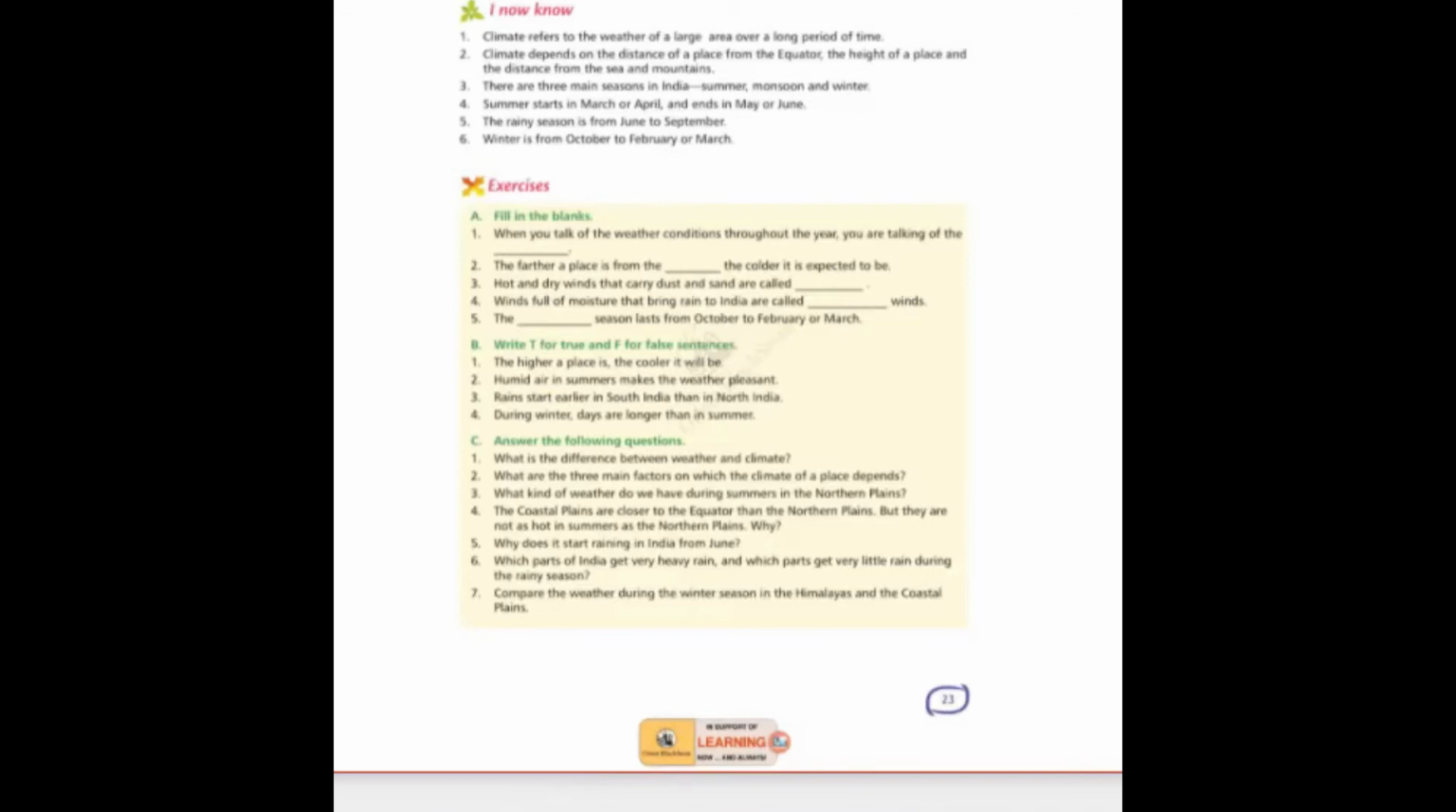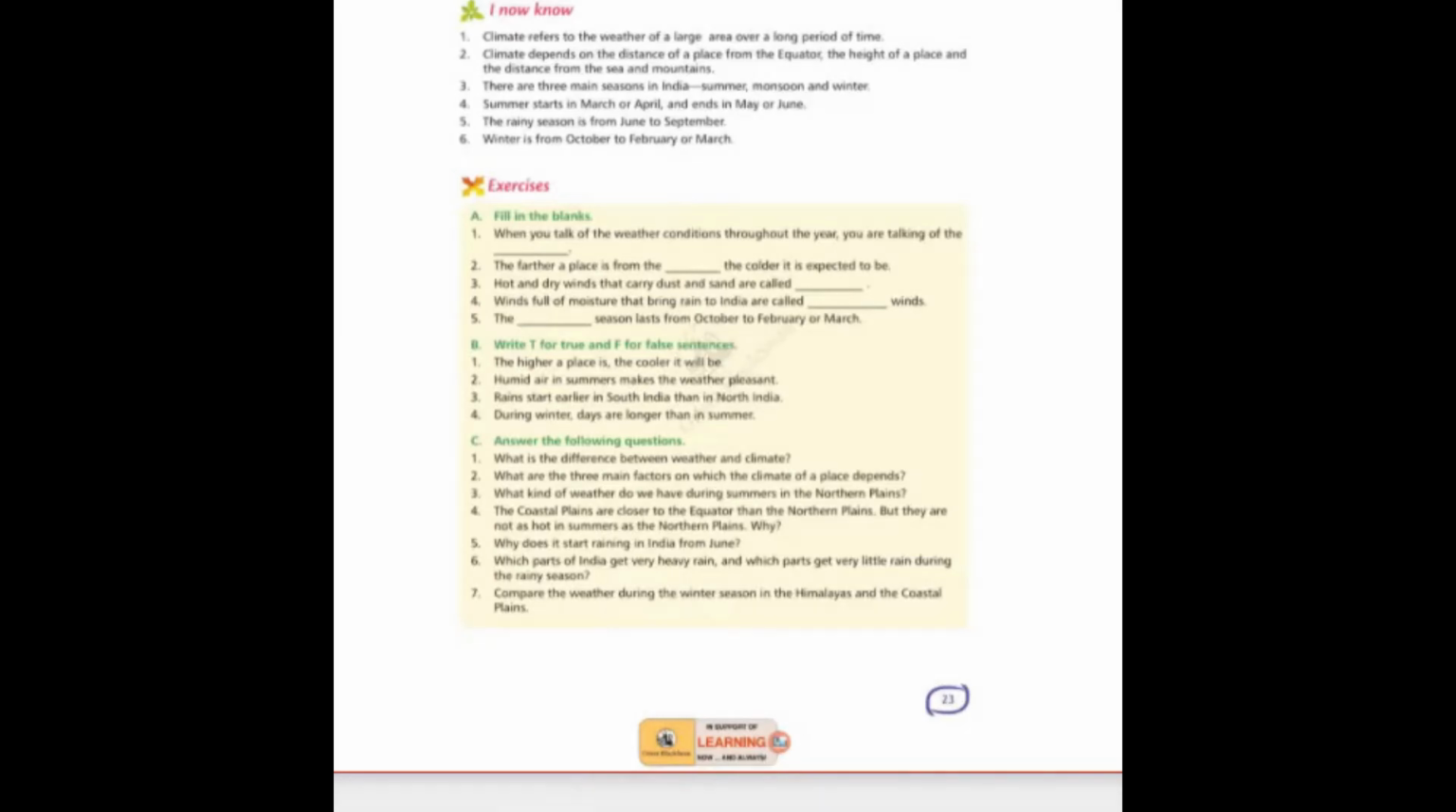Now let us turn to the exercises. A. Fill in the blanks. Number 1: When you talk of the weather conditions throughout the year, you are talking of the climate. Number 2: The further a place is from the equator, the colder it is expected to be. Hot and dry winds that carry dust and sand are called loo. Number 4: Winds full of moisture that bring rain to India are called monsoon winds.